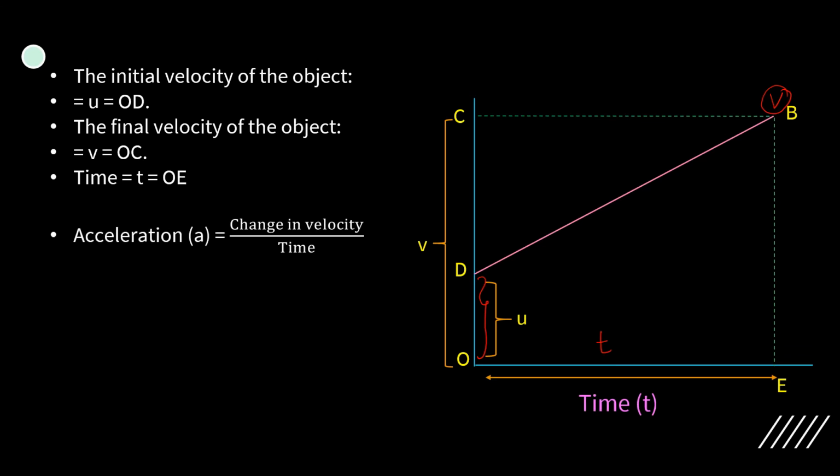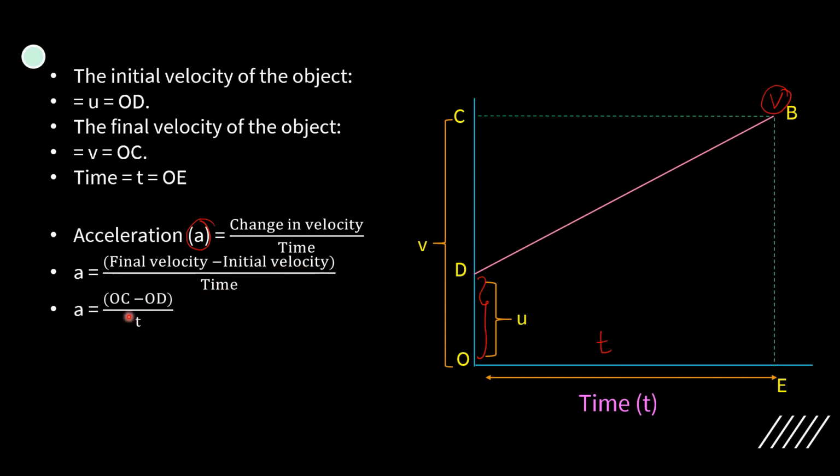So acceleration, we know the formula. Acceleration a is change in velocity. Change in velocity means it is final velocity minus initial velocity. This we have learned earlier in the chapter. So a is nothing but the difference between final velocity and initial velocity in the given time t. So here children, if you see, the final velocity is nothing but the distance OC. So this is the final velocity and OD is the initial velocity, upon time t. So OC minus OD.